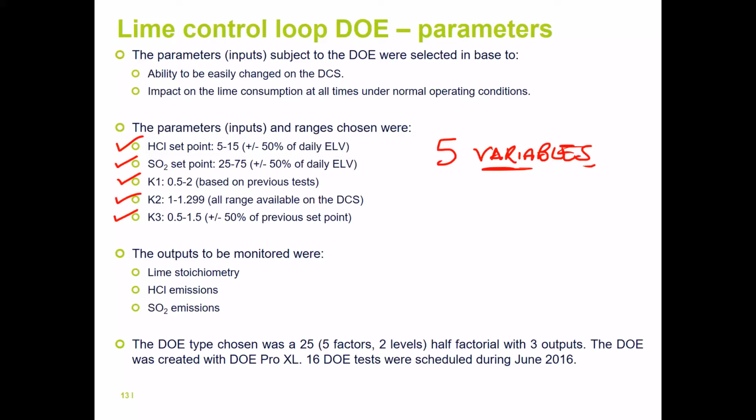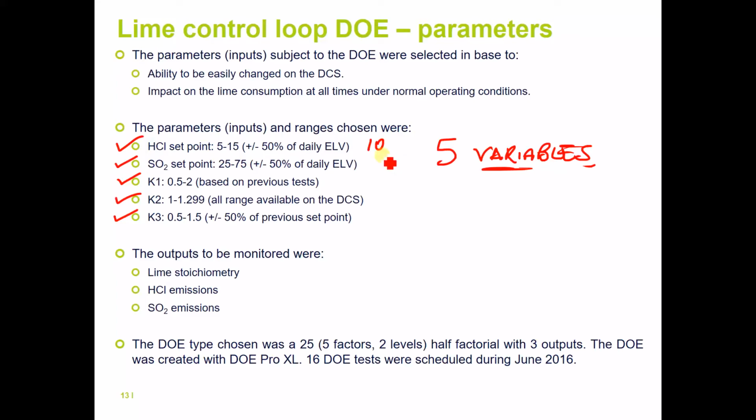So there are various settings. They're called K1, 2, and 3. They are sort of constants or offsets. So we have 5 variables. Now let's just look at this thing. We're going to go, the HCl set point is going to go from 5 to 15. So there are 10 settings there.